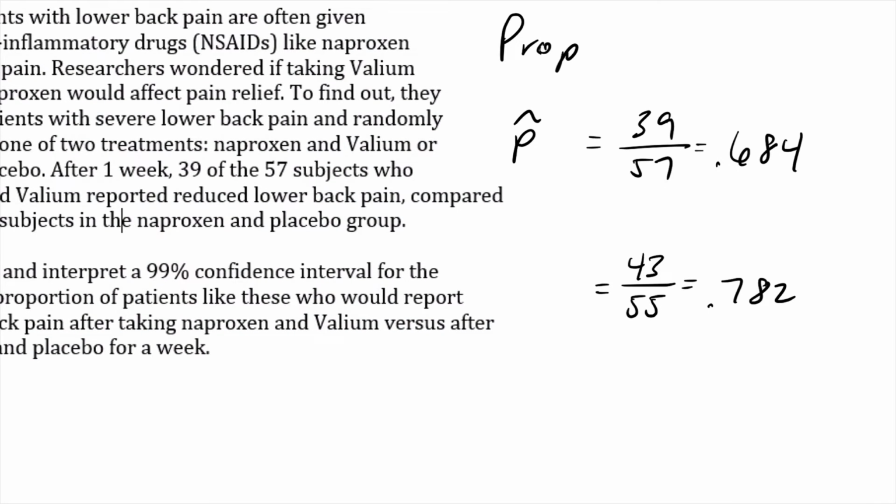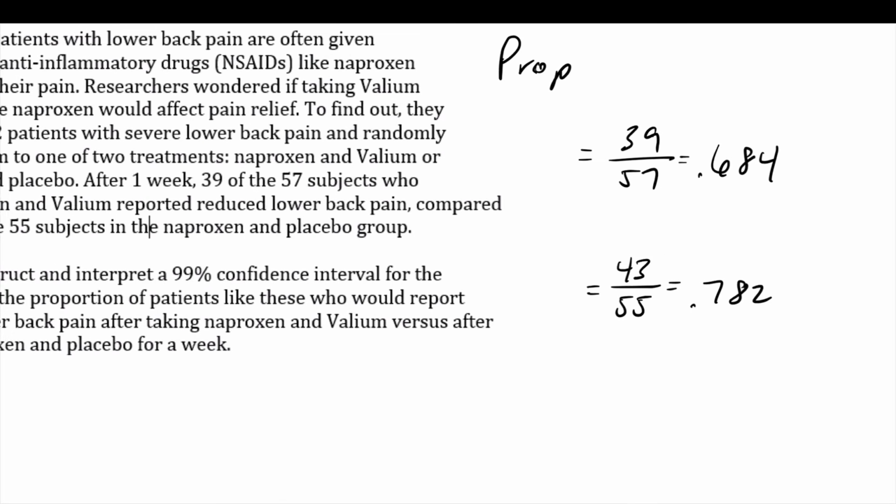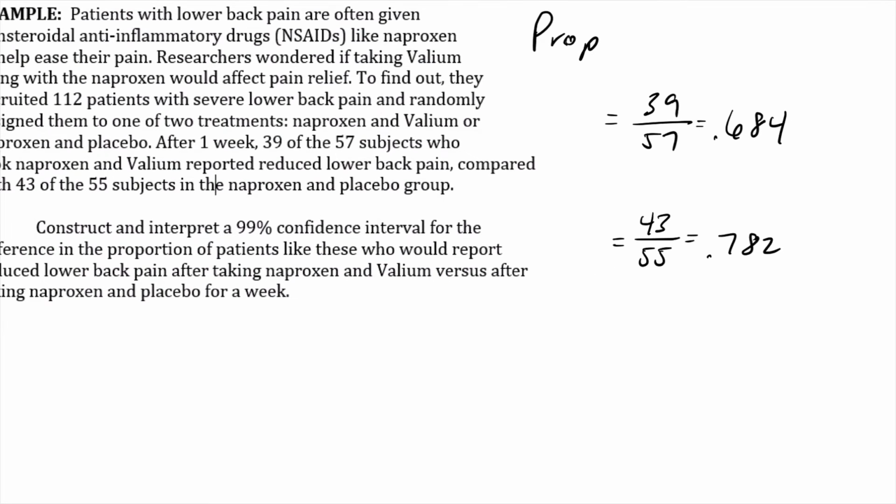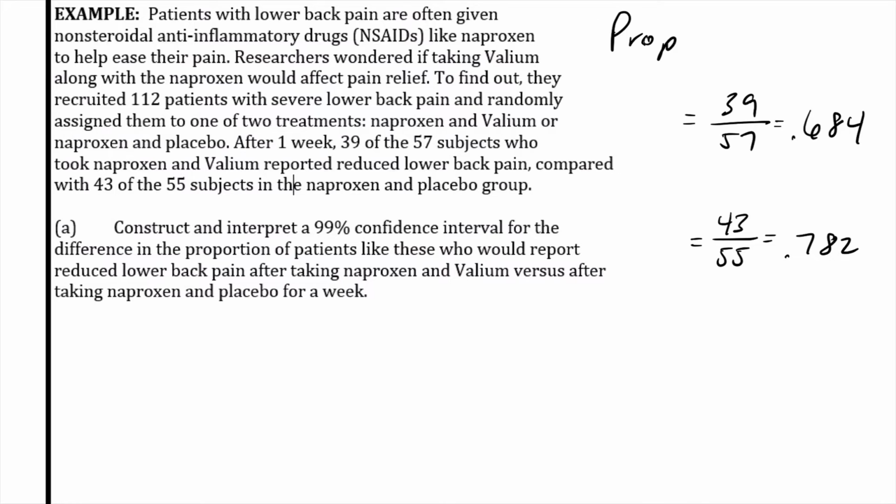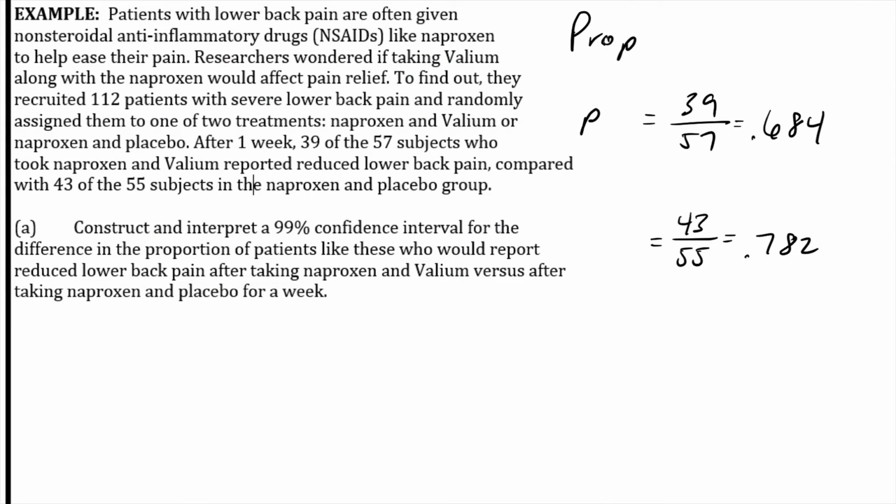we could put naproxen and Valium, or we could just use letters, right? We could say NV for naproxen and Valium, and we could say that as well. Okay. So which one's which? Let's see. 39 was naproxen and Valium, right? So this is p hat NV, and then naproxen and placebo is NP, right? Okay.